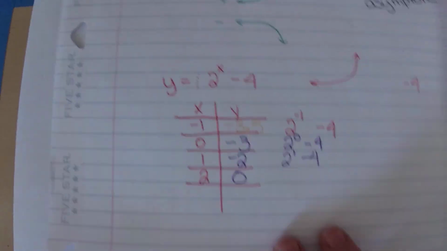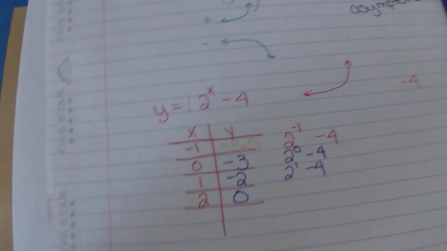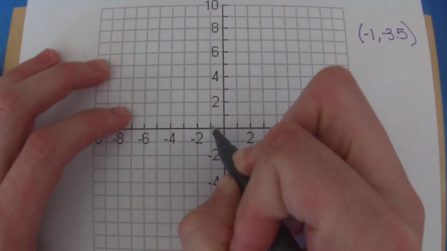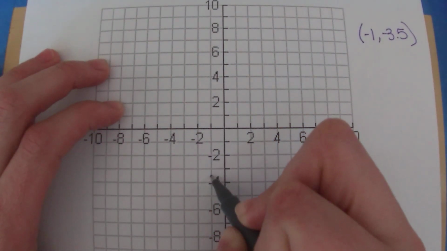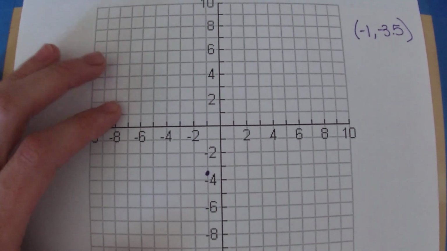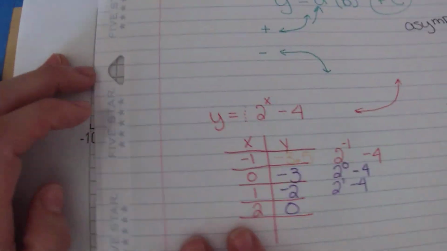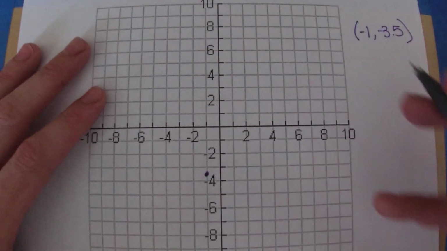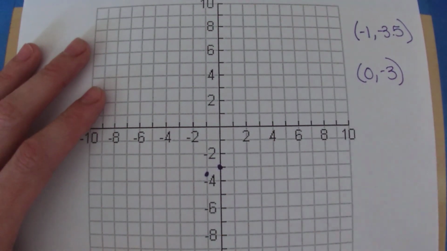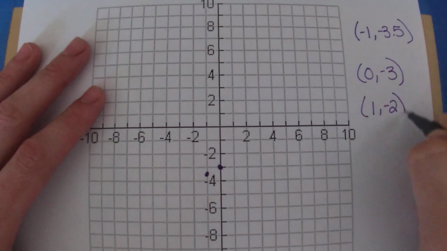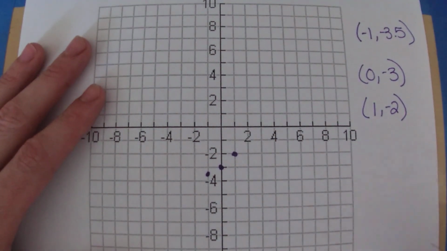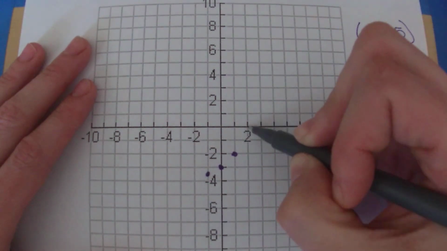So that's why we're making a table with multiple points to help make sure that we're getting the right picture. So we're going to do -1, -3, and then a half more. So there's -1, -3.5. Okay, then my next point from my table was 0, -3. So now I'm going to plot 0, -3. Okay, the next one in my table was 1, -2. So 1, -2. And then my next one was 2, 0.